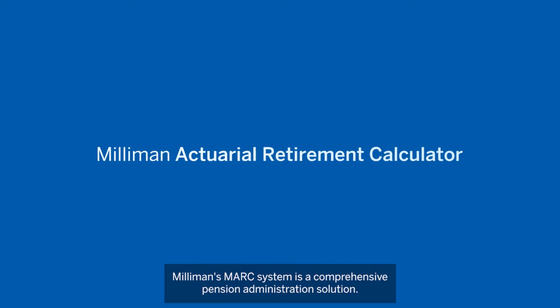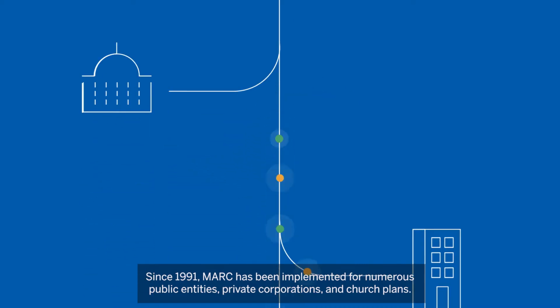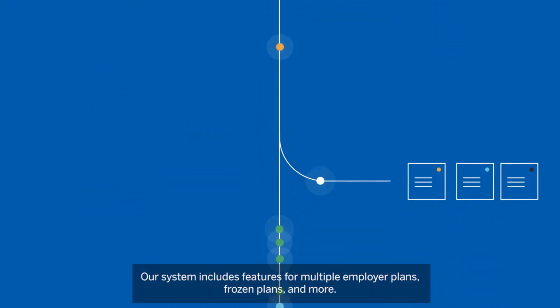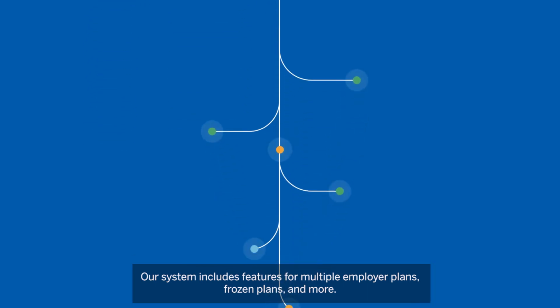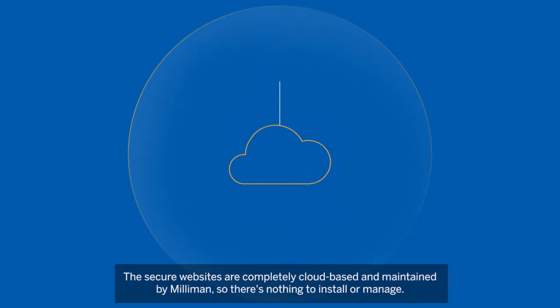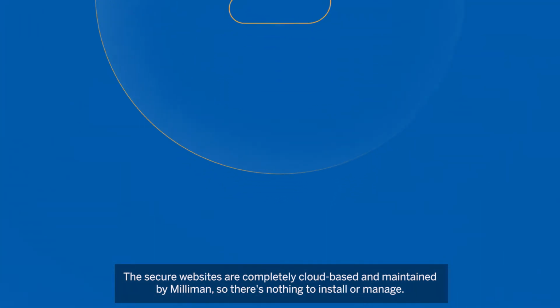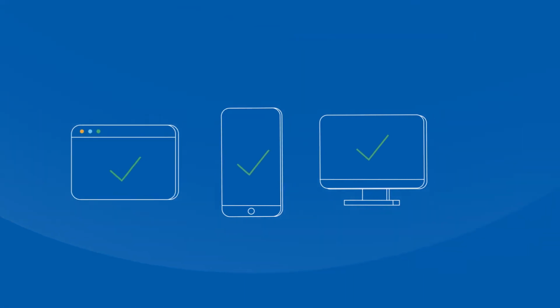Milliman's MARC system is a comprehensive pension administration solution. Since 1991, MARC has been implemented for numerous public entities, private corporations, and church plans. Our system includes features for multiple employer plans, frozen plans, and more. The secure websites are completely cloud-based and maintained by Milliman, so there's nothing to install or manage. The websites are available on any device.